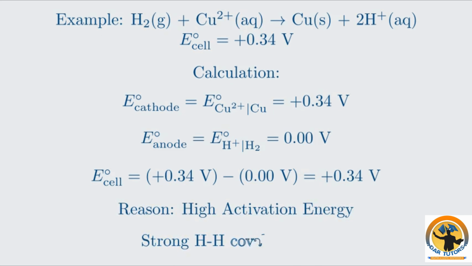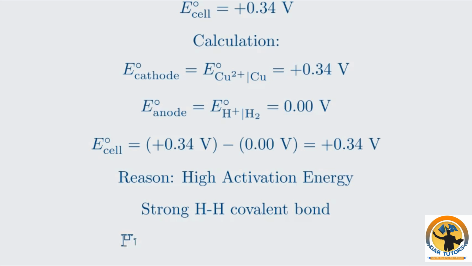Hydrogen molecules have a very strong covalent bond. A significant amount of energy is required to break this bond so that the hydrogen atoms can react. This high activation energy makes the reaction rate exceptionally slow, rendering the thermodynamically favorable reaction kinetically unfeasible. This example perfectly illustrates that a positive E naught cell or a negative delta G naught is a necessary but not sufficient condition for a reaction to occur at a noticeable rate.